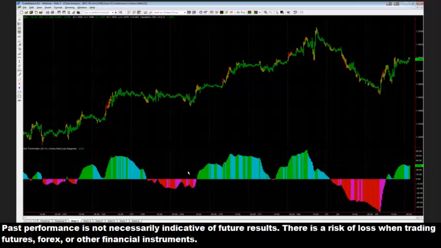Now, you may say, well, this is a trending indicator. Why are we looking at it for divergences? Because it can be a very, very powerful divergence indicator as well. Let's take a look at what I'm talking about.